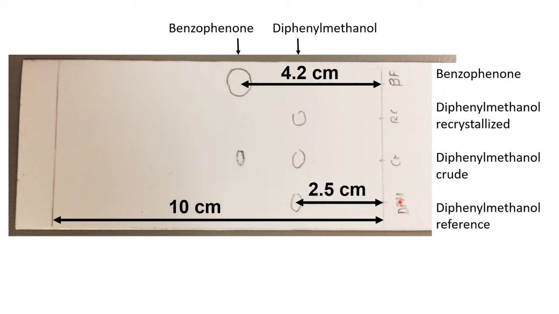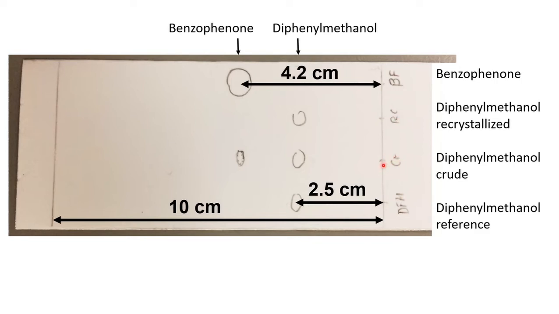At the bottom here we have a reference sample for the product that you're trying to form. At the top here we have a reference sample for the starting material. So this is the benzophenone ketone, this is the diphenylmethanol, which has got the reduction to the alcohol group. You then would have had 2 other samples.